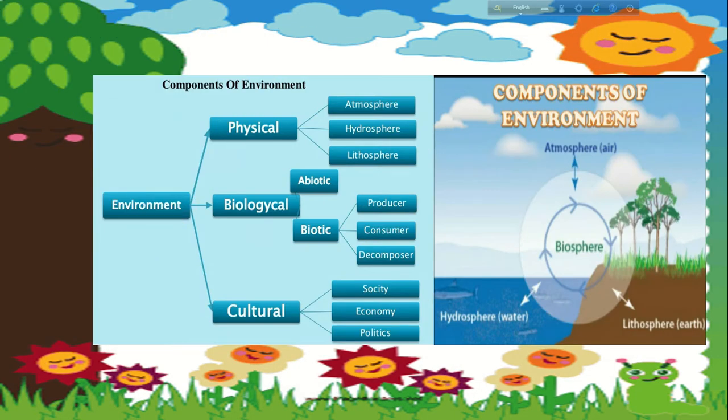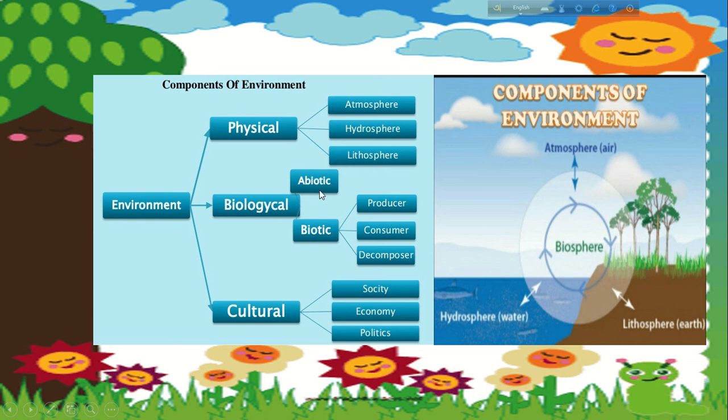Components of environment. Basically, there are three components of environment, that is physical components, biological components and cultural components. Physical components, previously we learnt, are atmosphere, hydrosphere and lithosphere. This is the biosphere where we live. And there are three major components of the environment, that is air, water and soil or earth. So lithosphere, hydrosphere and atmosphere are the physical factors of the environment.